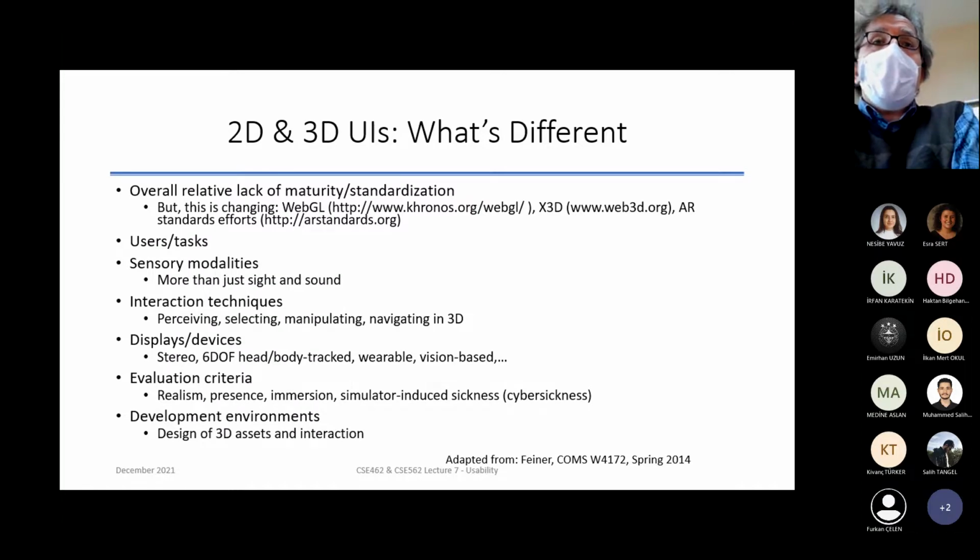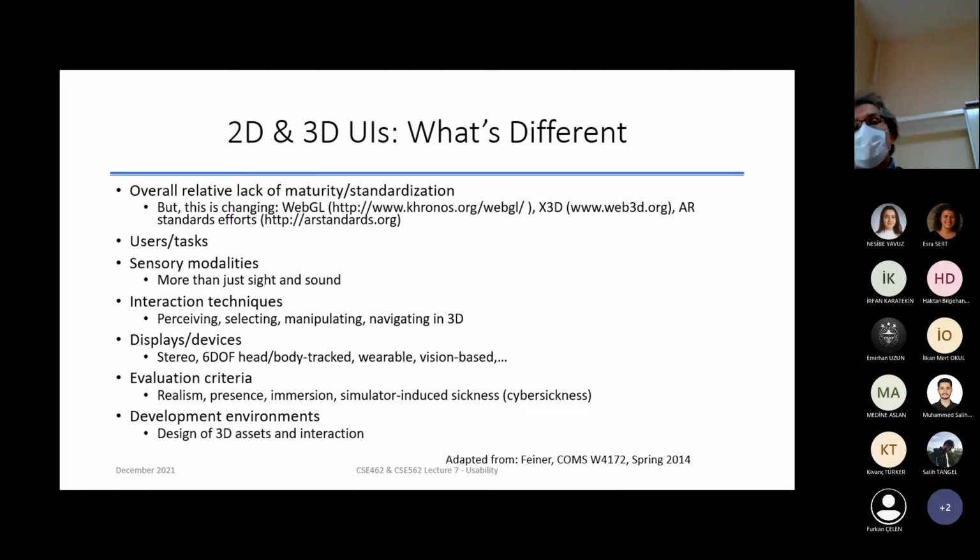So one of the differences that we are going to see is, as I said, there is quite a bit of established research in 2D user interfaces, but that is lacking for 3D user interfaces.